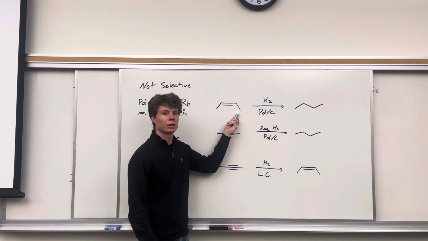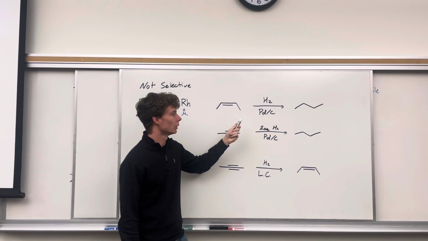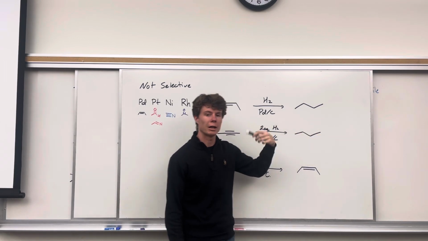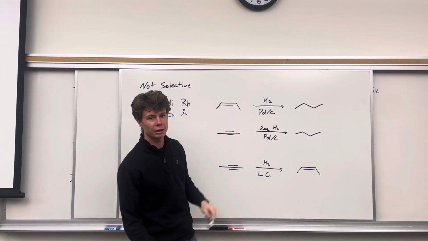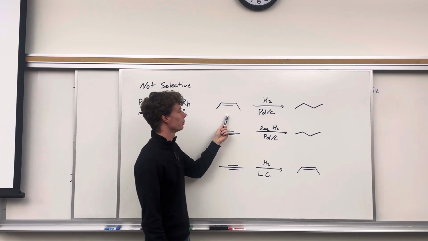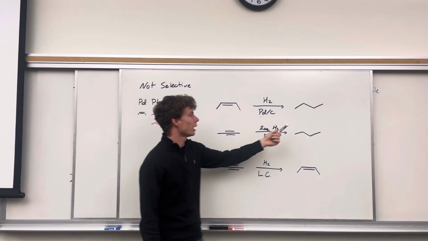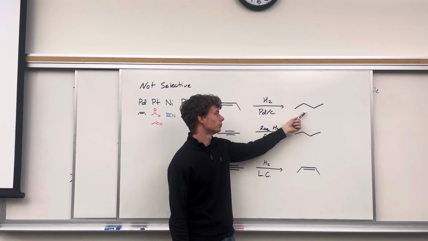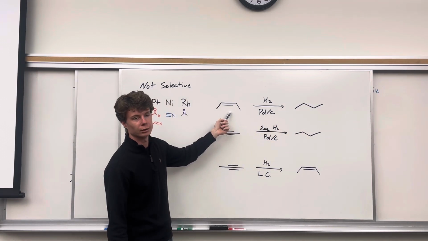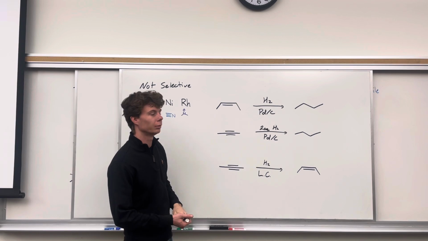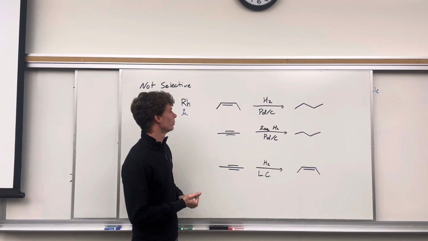I'm turning an alkene into an alkane. I'm adding two hydrogens, one on each side of my double bond, and I'm reducing my alkene to an alkane. Here I have the Z conformation, but that's more important than the next ones.